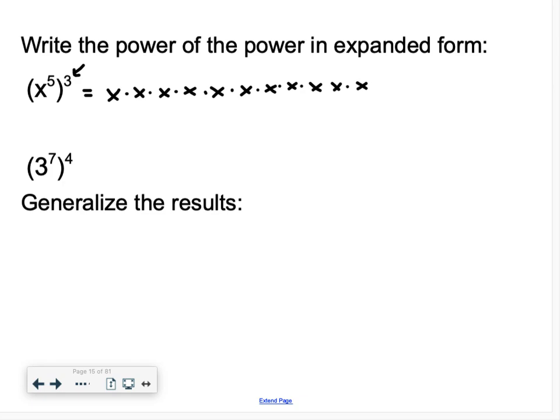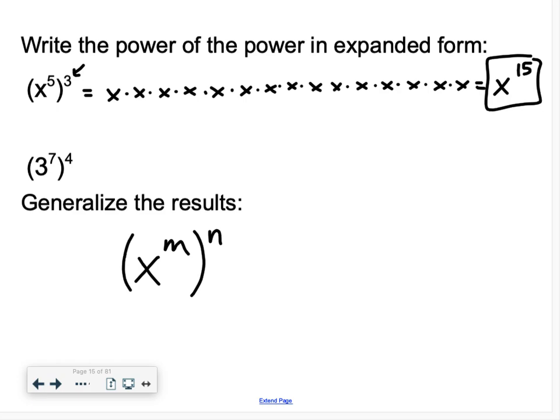And then I'm gonna do it again. 1, 2, 3, 4, 5. Well, how many x's do I have altogether? 15. Now that was kind of painful to expand that, right? But you always have that option to think about what you are doing. I'm not going to expand 3 to the 7th 4 times because that just takes a while. But you can probably already see that when you have a power on a power, like x to the m raised to another nth power, you simply multiply those numbers together. Like 5 times 3 is 15.